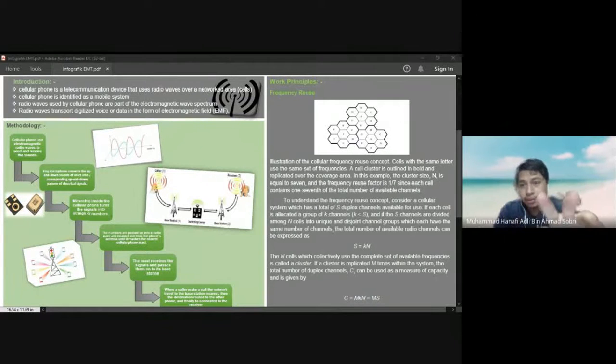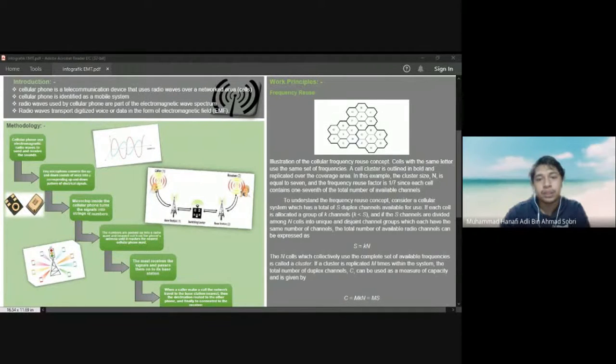So this is an illustration of the cellular frequency reuse concept. Cells with the same letter use the same set of frequencies. A cell cluster is outlined in bold and replicated over the coverage area. In this example, the cluster size n is equal to 7 and the frequency reuse factor is 1 over 7, since each cell contains 1/7 of the total number of available channels.